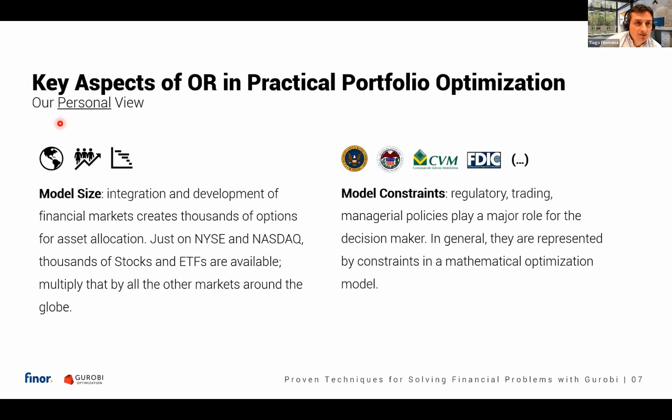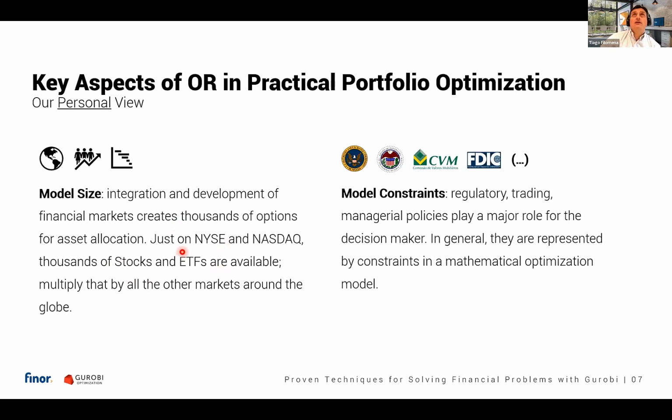So here, it's just our personal view, it's not any academic statement or anything like that. But with our experience, we would say that there are some practical aspects where OR brings a lot to the portfolio optimization area. The first one, I would say, is the model size.